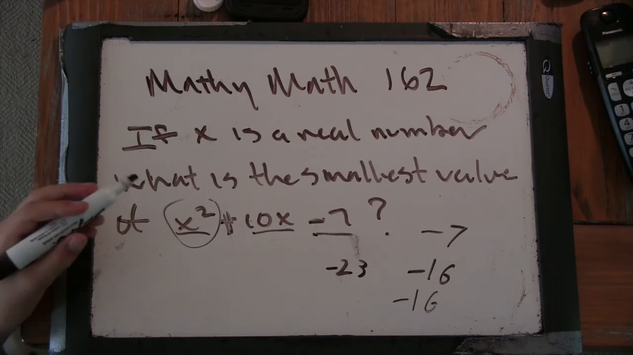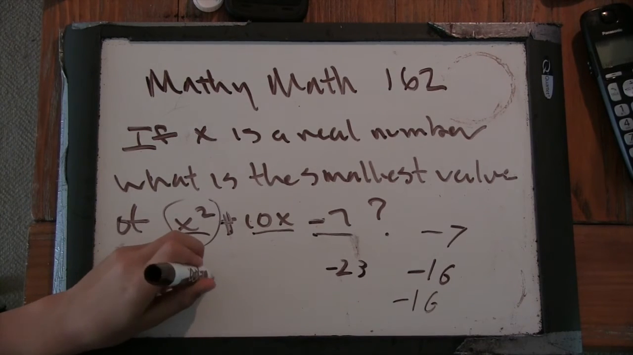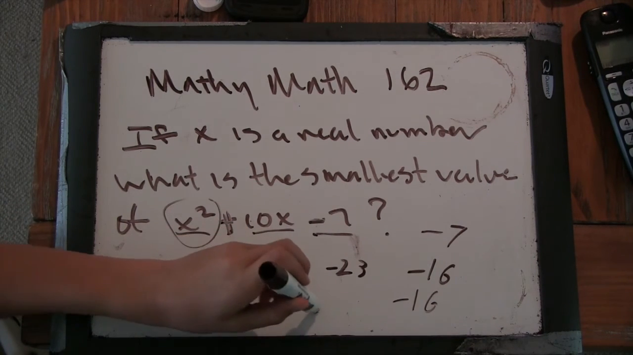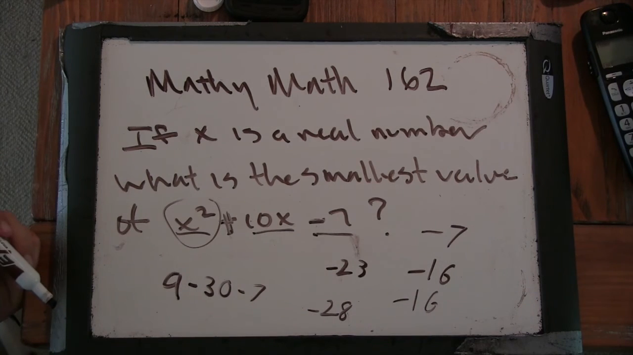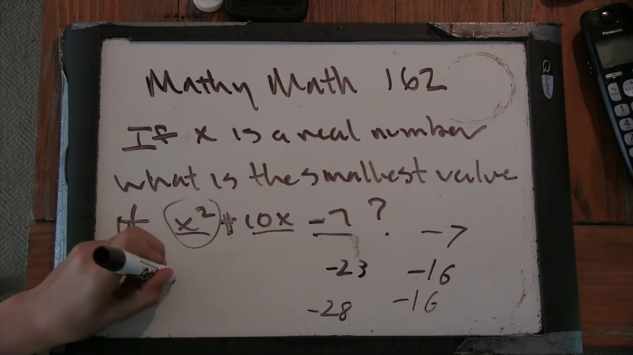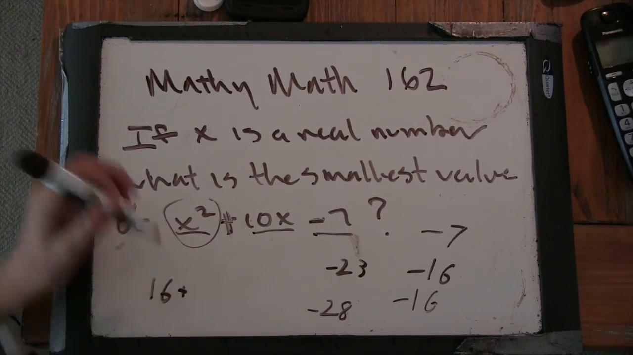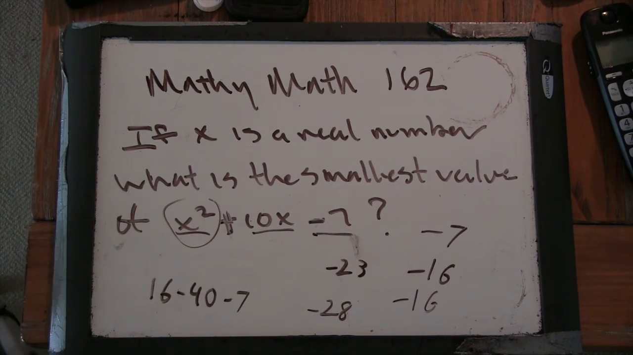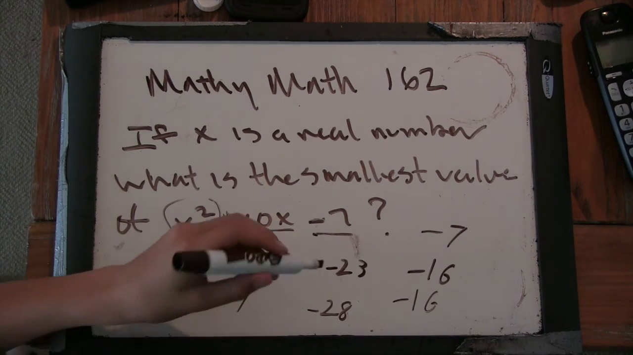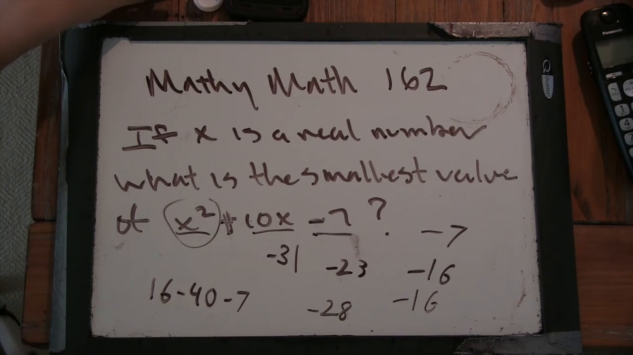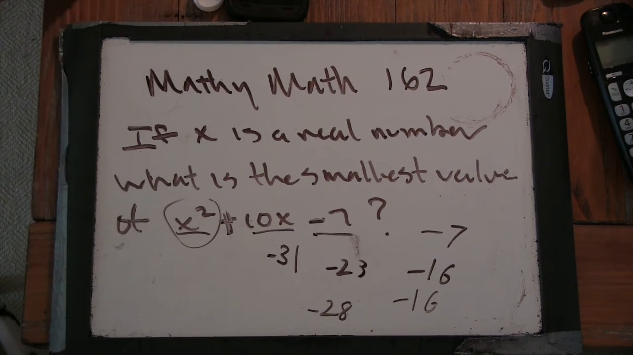3. Then we have here minus 28. Alright. So we seem to be getting bigger. Okay. But it looks like there's going to be a point where it peaks and then starts going down again.